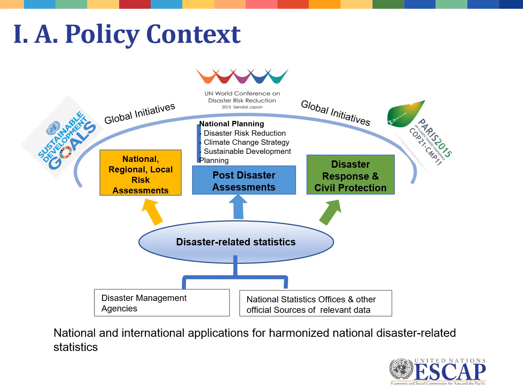On the policy context, this shows the graphical representation of the previous slide, which is the national and international applications and advantages of having a harmonized national disaster-related statistics in a country. And that is to produce statistical compilations for disaster risk reduction from relevant agencies that will be used for informed decision making at the local and national levels and for international indicators reporting and monitoring.